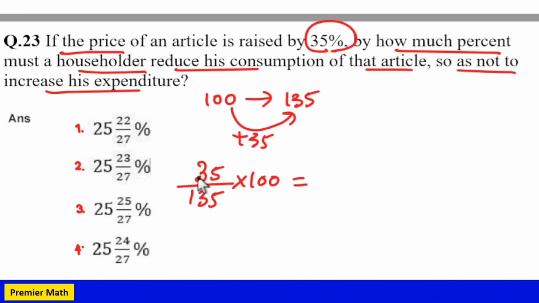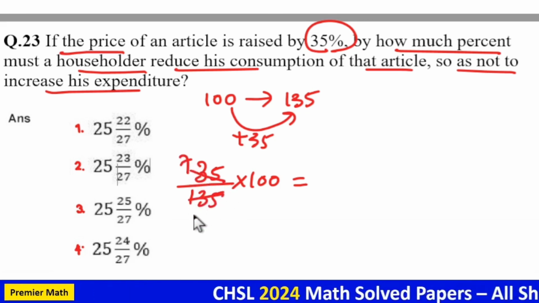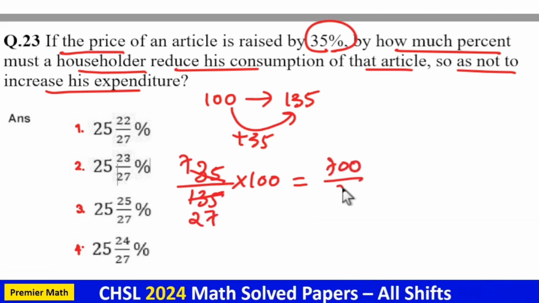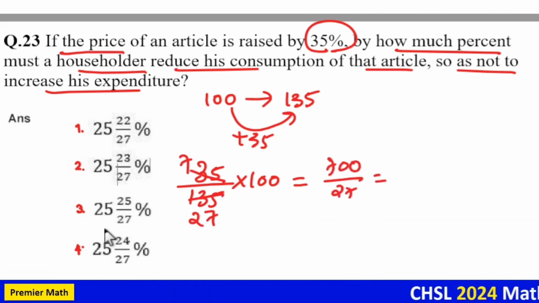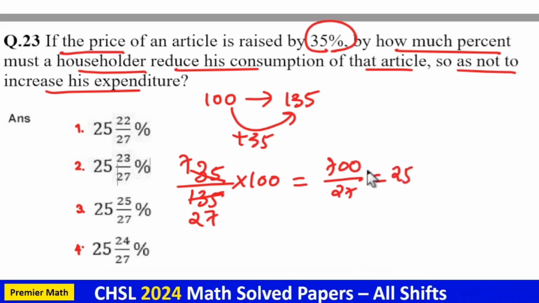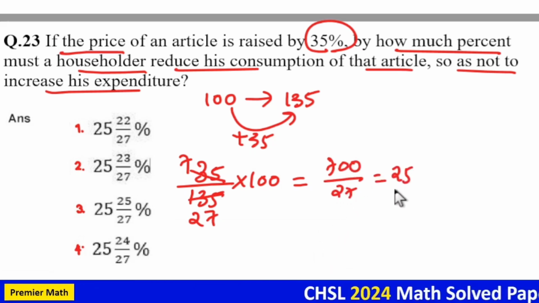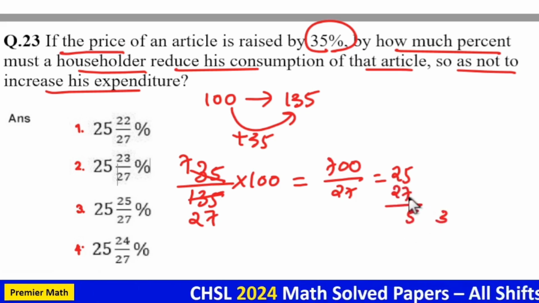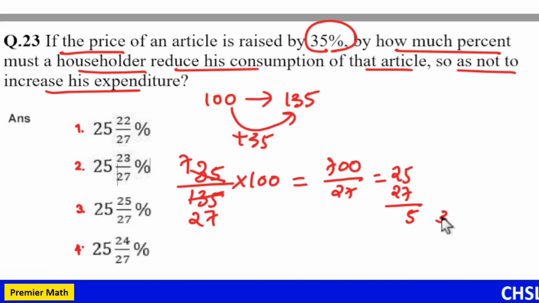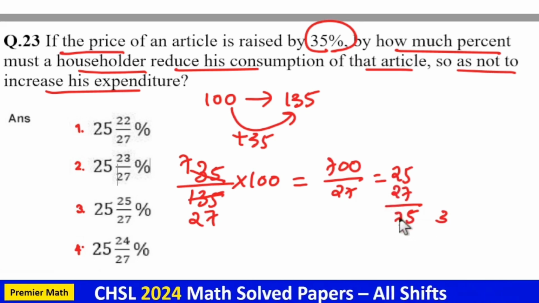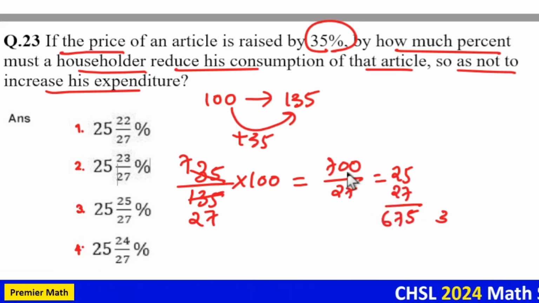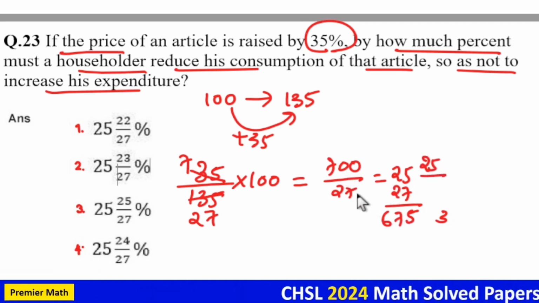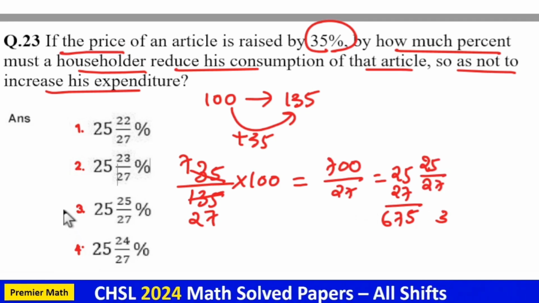Now 5 goes 7 times in 35, 5 goes 27 times in 135. So 700 by 27. Now if you look at the option, this is equal to 27 goes 25 times in 700. So remaining is 25 into 27 is equal to 7 into 5, 35, 3 remaining, 2 into 7, 14 plus 10, 24, 24 plus 3, 27, 2 into 2 plus 2, 6. So 675. 700 minus 675 is equal to 25. So 25 into 25 out of 27. So option 3 is your answer.